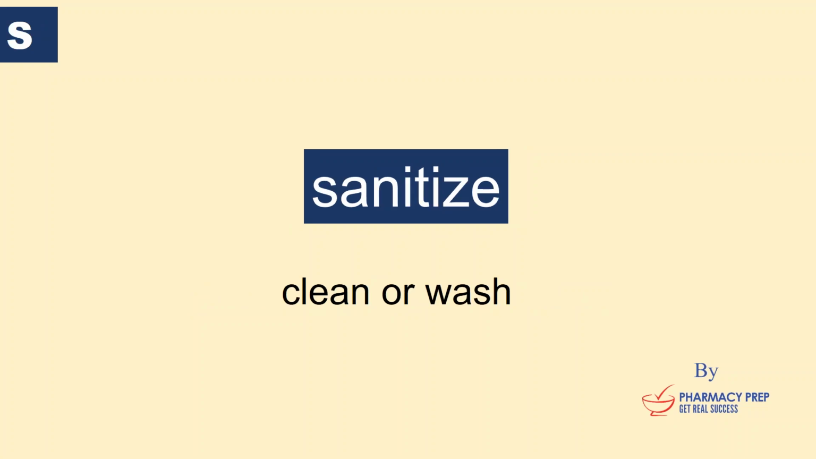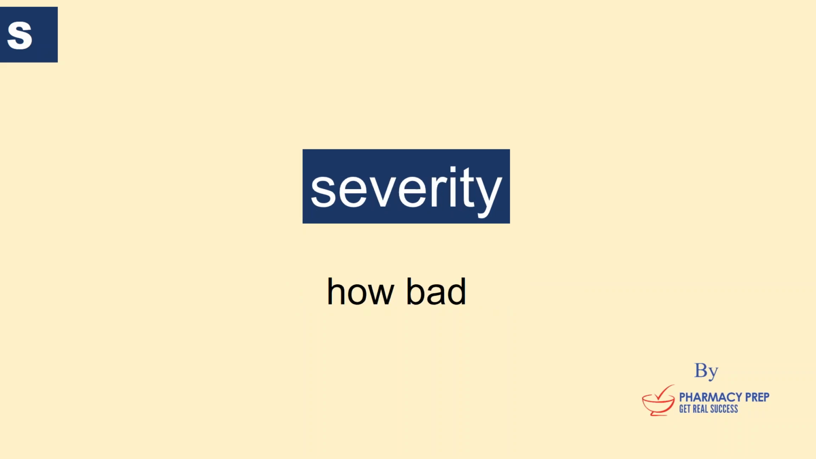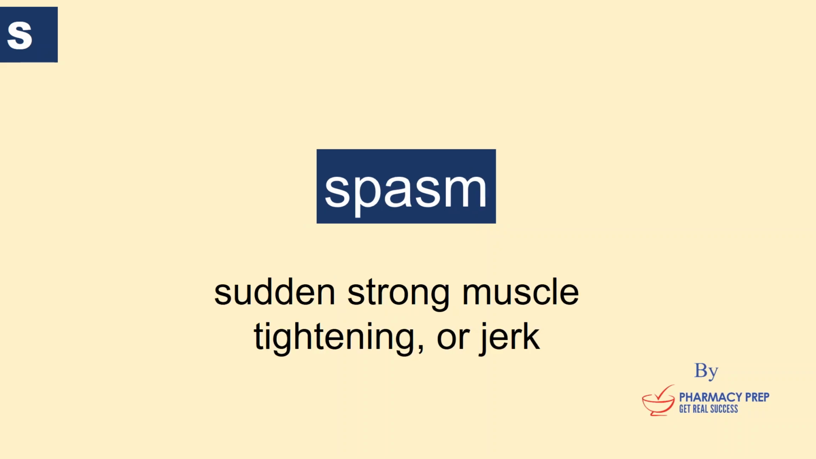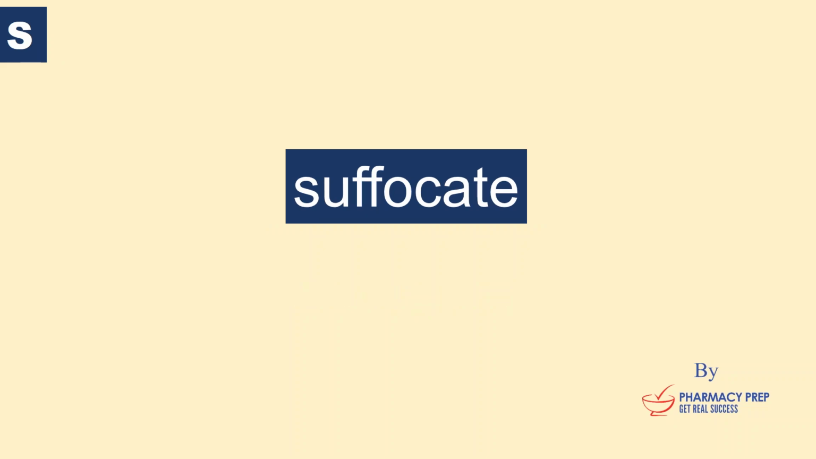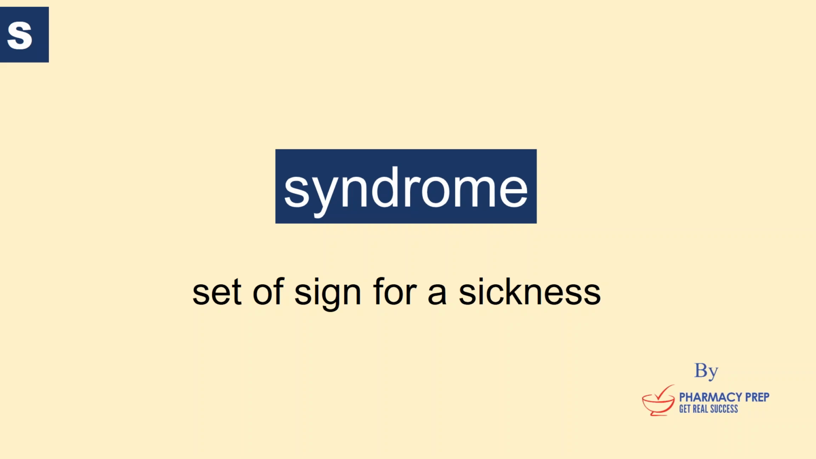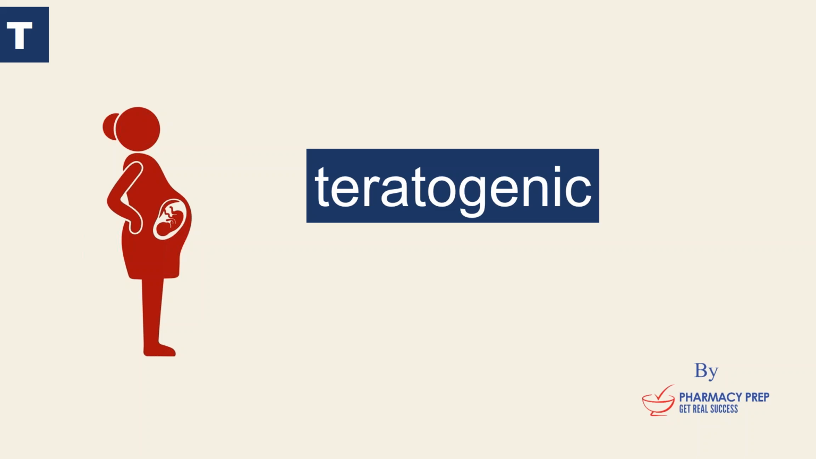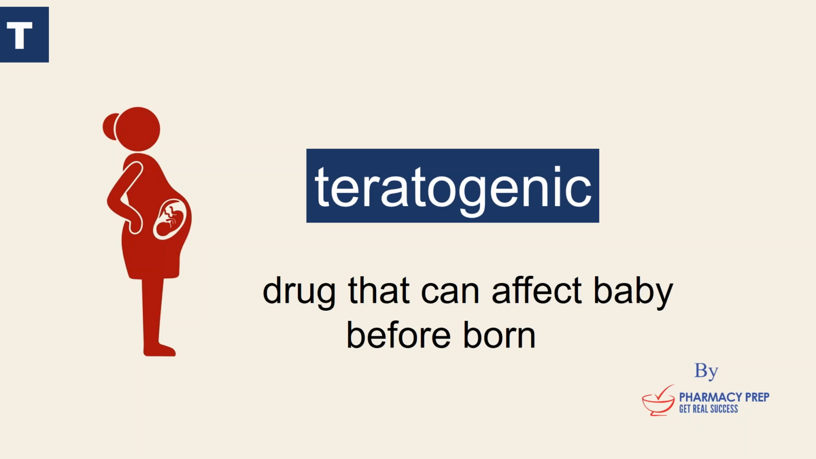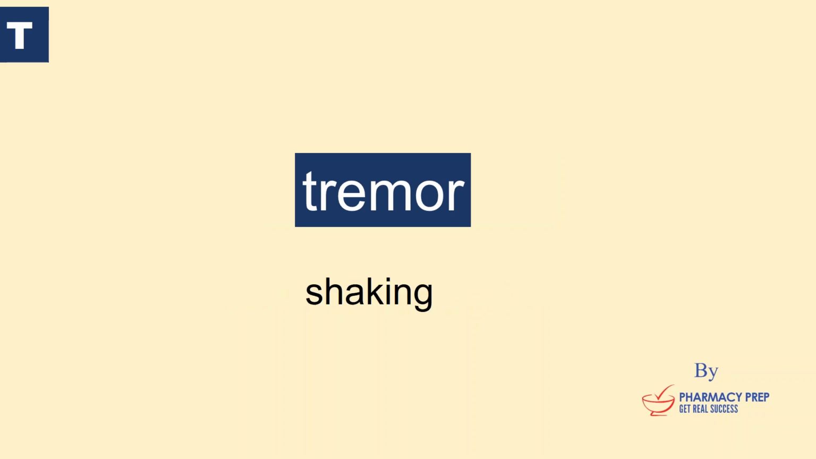Sanitize, clean or wash. Serology, study of blood. Severity, how bad is it? Spasm, sudden strong muscle tightening or jerk. Spirometer, breathing test device. Suffocate, choke. Syndrome, set of signs for a sickness. Taper, reduce or lower. Teratogenic, drug that can affect a baby before birth in pregnancy. Transparent, clear or see-through. Tremor, shaking.